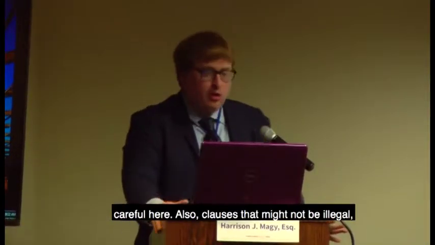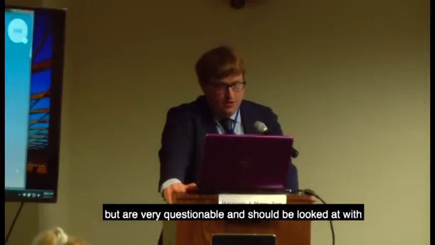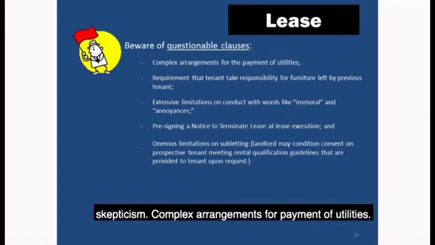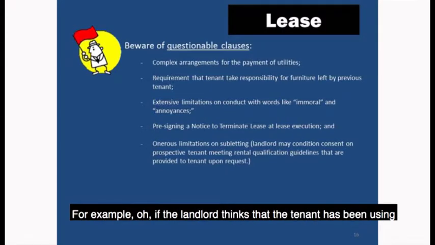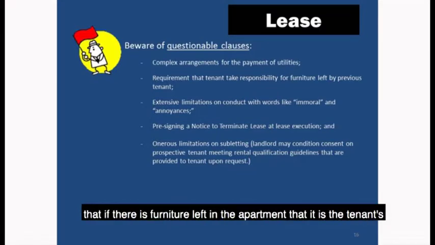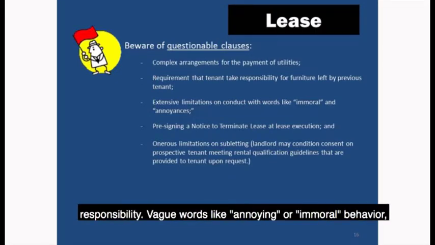Also, clauses that might not be illegal, but are very questionable and should be looked at with skepticism. Complex arrangements for payment of utilities. For example, if the landlord thinks that the tenant has been using too much water, then the landlord can pass the bill on to the tenant. That if there's furniture left in the apartment, it's the tenant's responsibility. Vague words like annoying or immoral behavior.